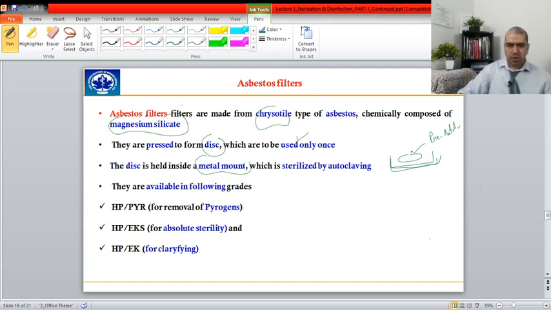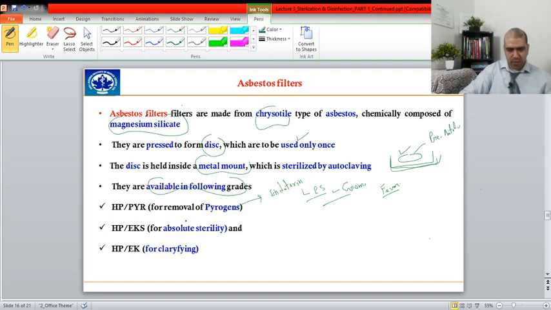They come in different forms based on their porosity, so they are available in different grades. For example, HPPYR can remove the pyrogens. Many bacteria can secrete endotoxins like LPS, that is lipopolysaccharide, and this is particularly secreted by the outer membrane of gram-negative bacteria. Pyrogens are those toxins which can cause fever. So we can filter such kinds of toxins. This HPPYR removes the pyrogens, for example LPS.